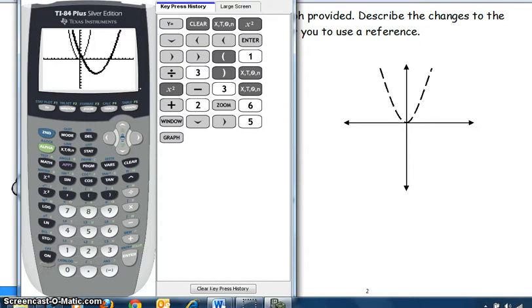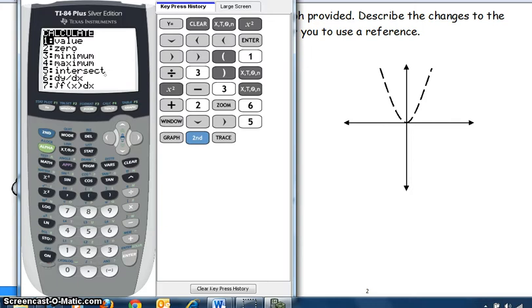Now I need to find the vertex as one of the questions that I'm looking for. So to do that, I have to decide, is my vertex either the lowest point or the highest point on my graph? Now in this case, it's the lowest point, which we call the minimum. So I will do second trace, and then 3 for the minimum.